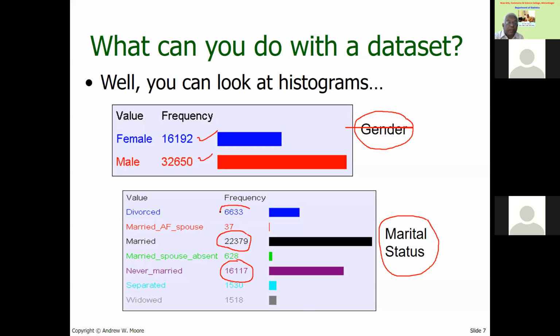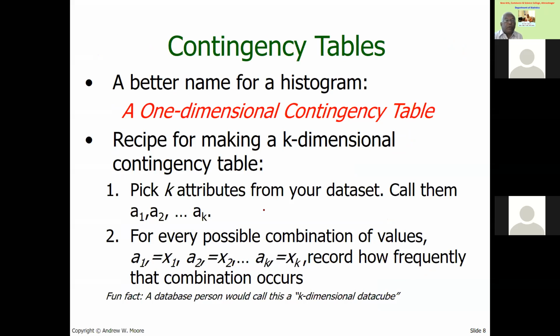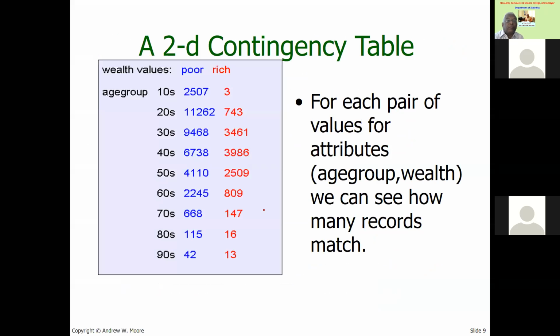The third category is divorced one, 6,633. So these three in all carry a sum of nearly 44,000. Remember this. Okay. What is the contingency table? It is a better name for histogram. Okay. Let us see this.